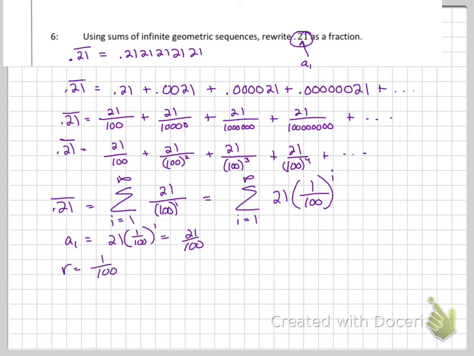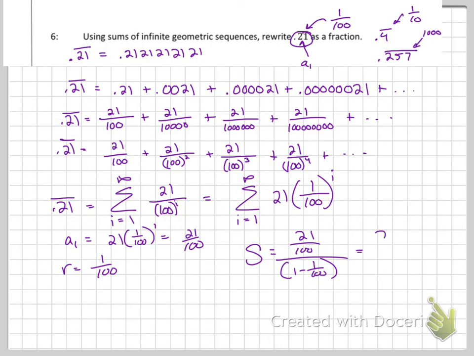And then again, back at the top, if there's 2 decimal places, you know it's going to be 1 over 100. If it was just like 0.4 repeating, one number repeating, that's going to be 1 over 10. If it was like 0.257 repeating, that would be 1 over 1,000, because there's 3 decimals repeating. So our sum is going to be 21 over 100 divided by 1 minus 1 over 100, which is 21 over 100 divided by 99 over 100. The hundredths cross out, and that's 21 over 99.